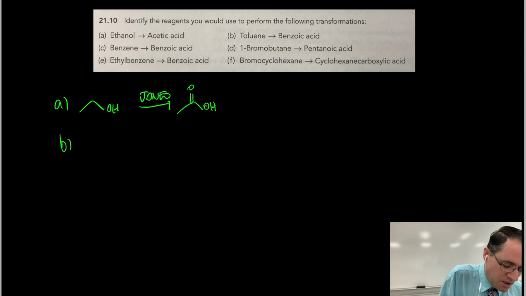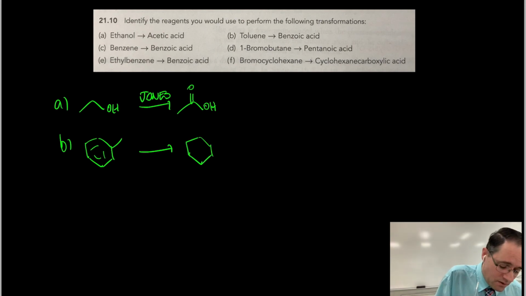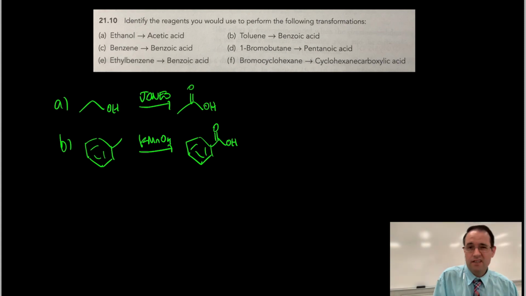In reaction B, we want to go from toluene to benzoic acid. Okay. Benzoic acid is a carboxylic acid, so this is a benzylic situation. So all we need to do is just write KMnO4 above the reaction arrow. Okay. There's a whole bunch of other stuff and refluxing and workup and all that, but just write KMnO4.